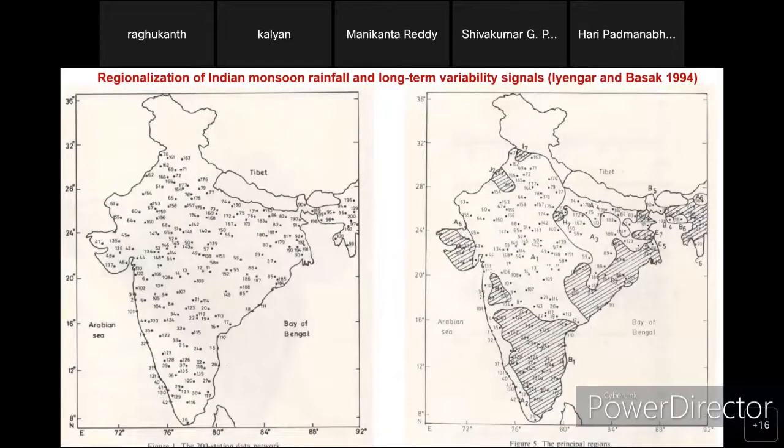Okay. Now, the same thing people have tried previously for rainfall. Long back, Iyengar and Basak, there was one classical paper. So these are all the rain gauge stations, say. So at each station, we have the rainfall data. So they have done the principal component analysis. And finally, they have divided them into some interesting group sets. So these are all one group here, the homogeneous region. So these are all one group, one group, like we do grading in the class, right? S grade, A grade, B grade, all the students. So we group them into one group.